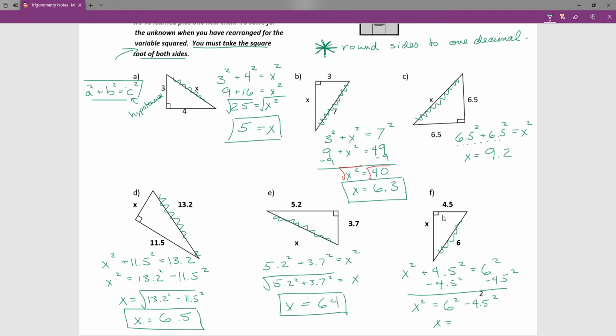The last one has some tricky rounding on it, but that's the answer that I get.